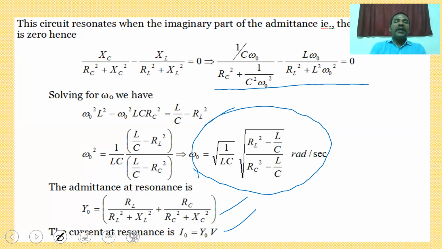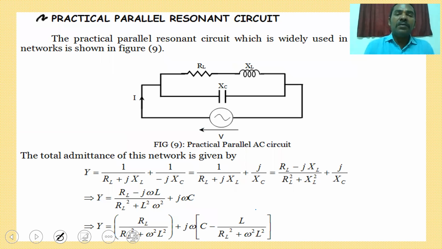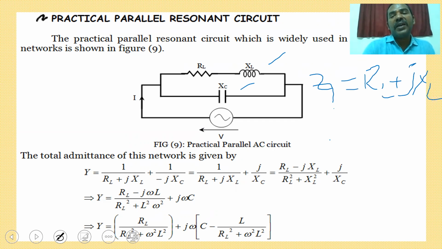Coming to the generalized circuit, or a practical circuit, here RL and XL are connected in series, and this is connected in parallel with a capacitor. Now the admittance of the first branch: what is your Z1? Z1 is RL plus jXL. And what is your Z2? Z2 is minus j times XC.